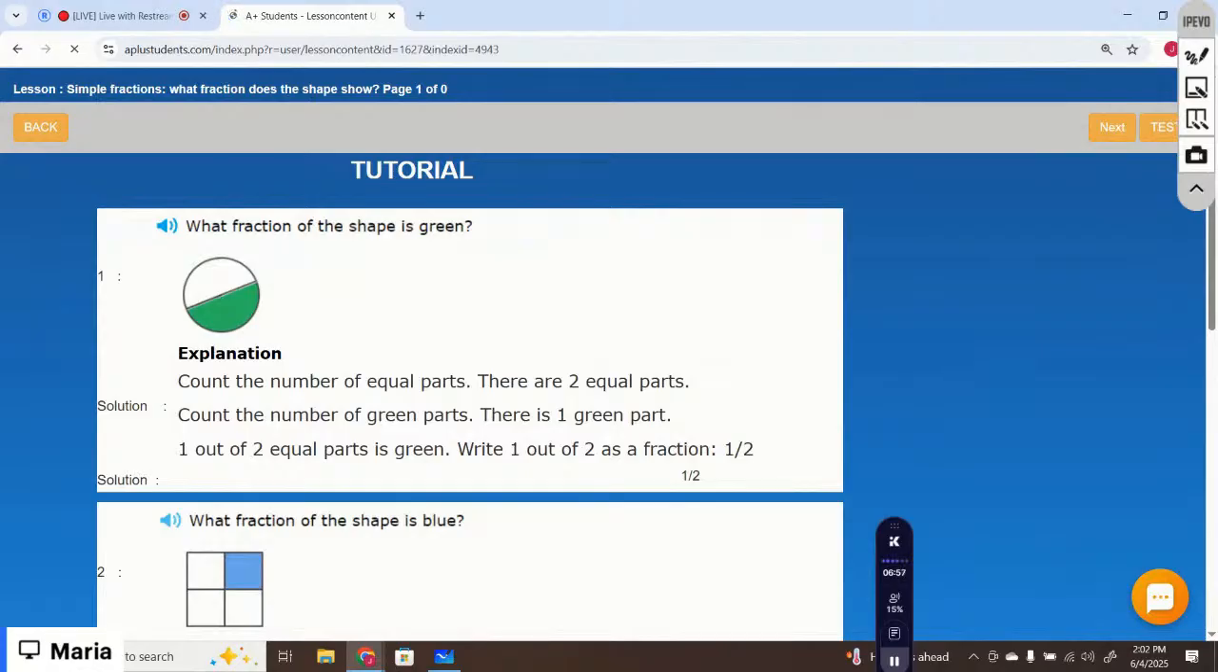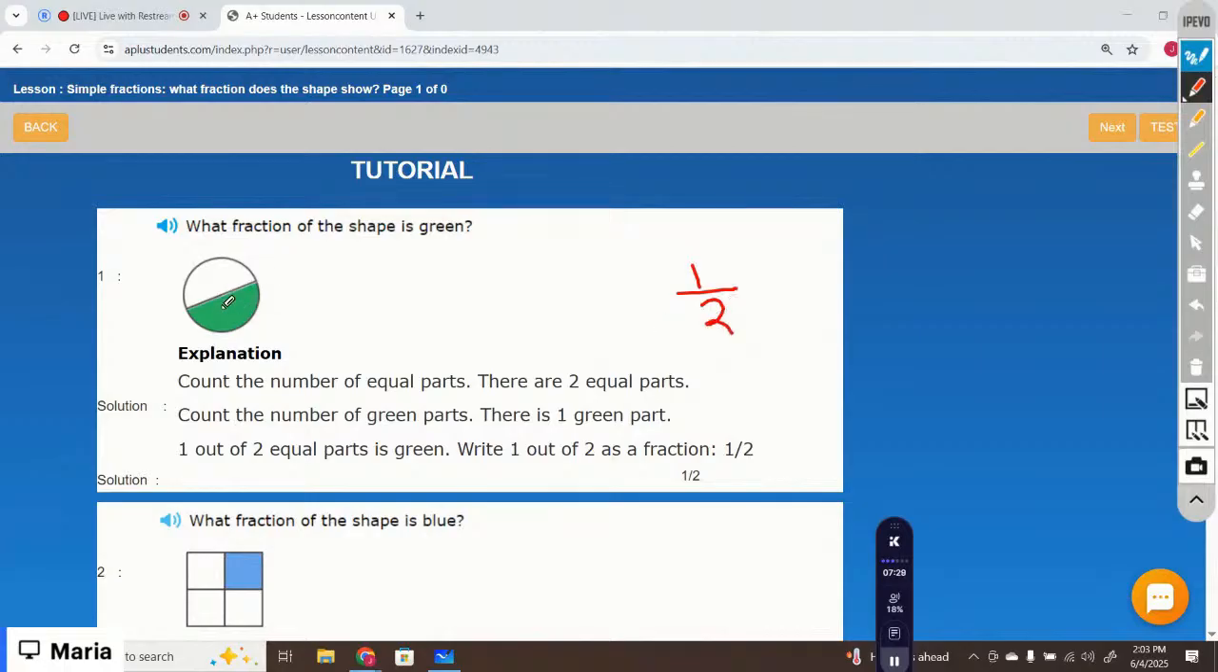So you need to count the number of equal parts first, right? So there are two equal parts. Now one of the parts is green. So one out of two parts is green. You can write this fraction as 1 over 2. That means the shape has a total of two portions, and out of the two, one of them is green.